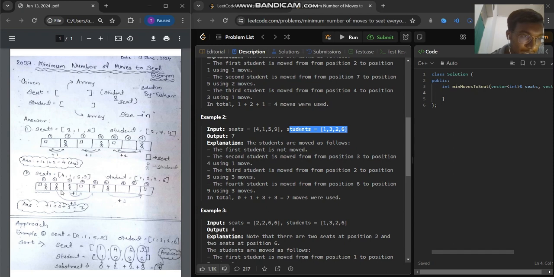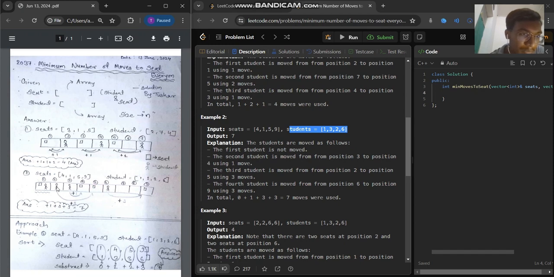Now the next one. The second person can go to the fourth seat also, and the second person can go to the fifth seat also, and the third person can go to the fourth and fifth seat. We'll do the optimal, so the minimum most required. So the third person can go to the fourth position. That will take one transition. We'll note this down.